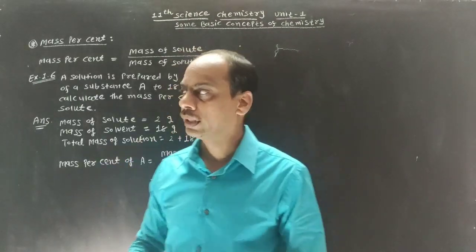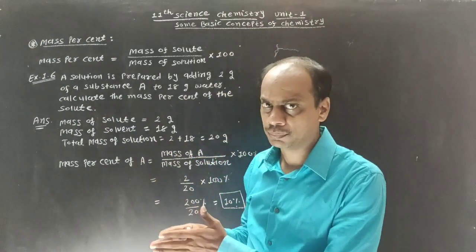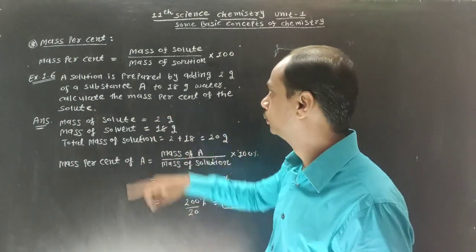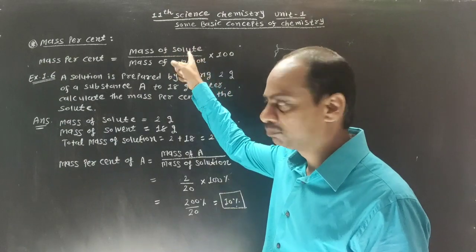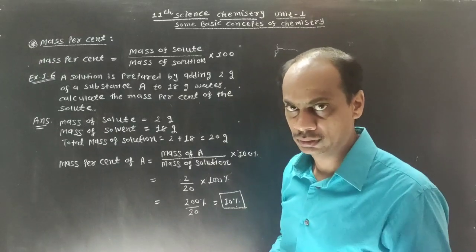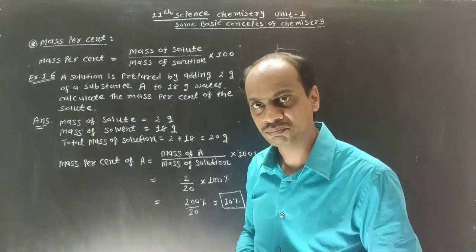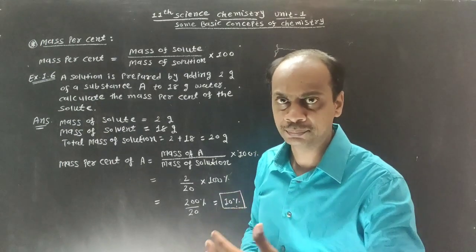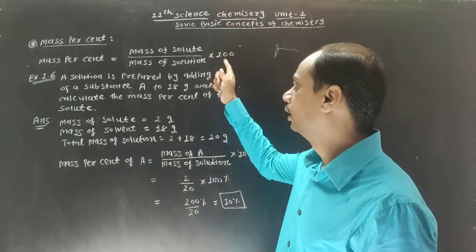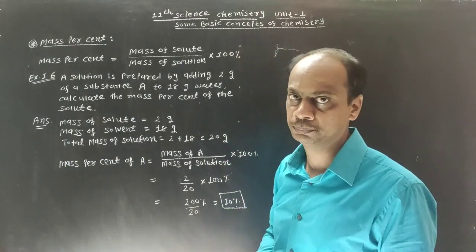So now it's time to calculate mass percent. How can we calculate mass percent? This is an easy example. Let us deal with the formula first. Mass percent is equal to mass of solute over mass of solution. What is solute? Whose amount is less. What is solvent? Whose amount is more. What is solution? Solute and solvent together form the solution. Multiplying by 100 gives the mass percentage. So I am going to put the percentage symbol here.